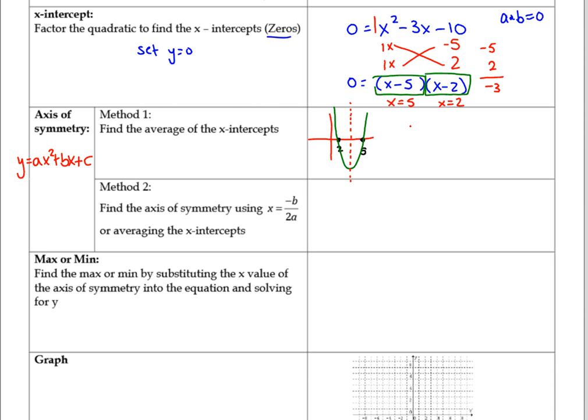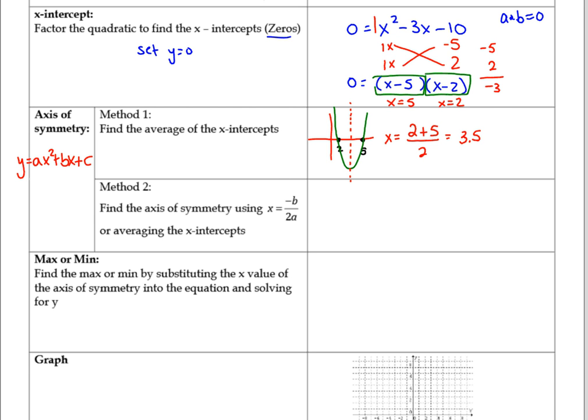So how do I average? You add them together and divide by 2. So 2 plus 5 divided by 2 is, well, that's great, it's a decimal. That's okay. What is it? 3.5. 7 divided by 2 is 3.5.